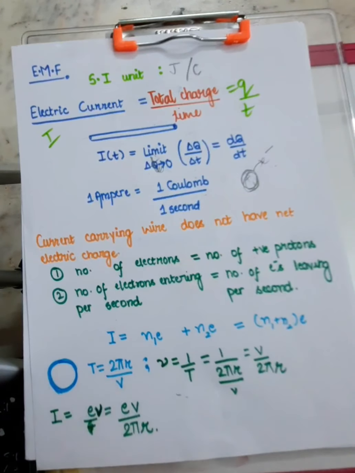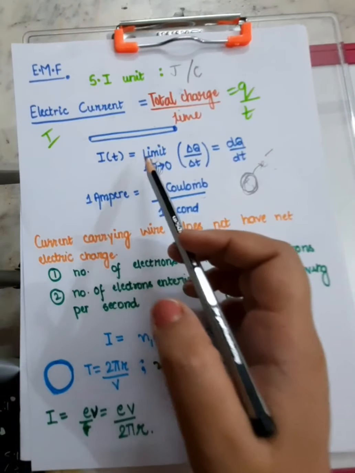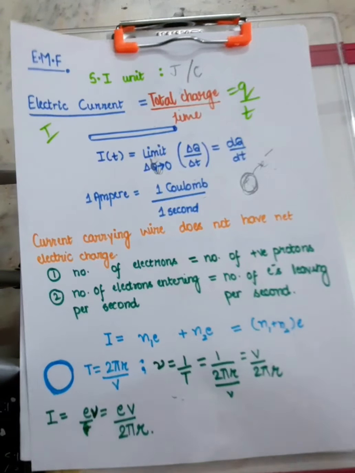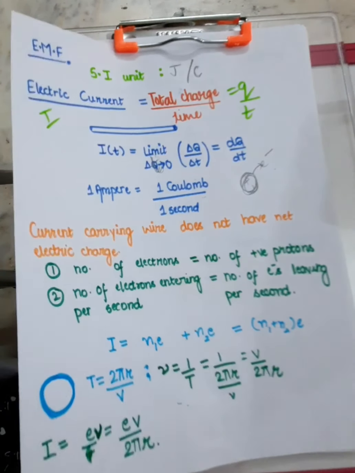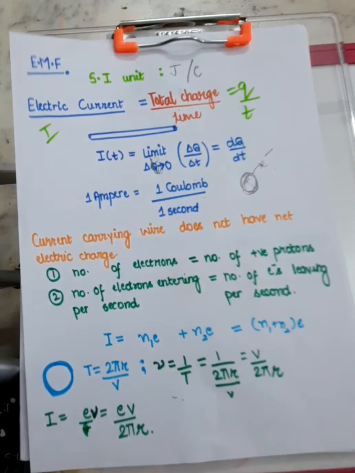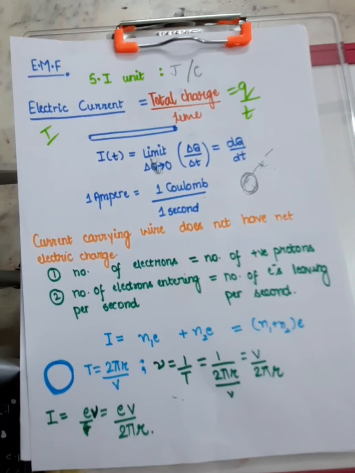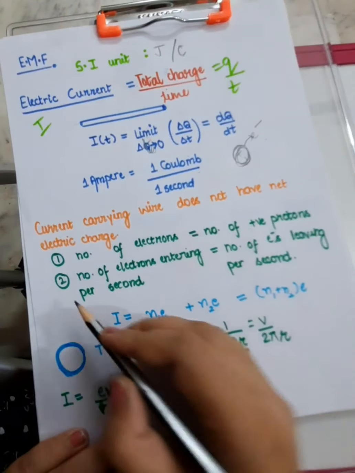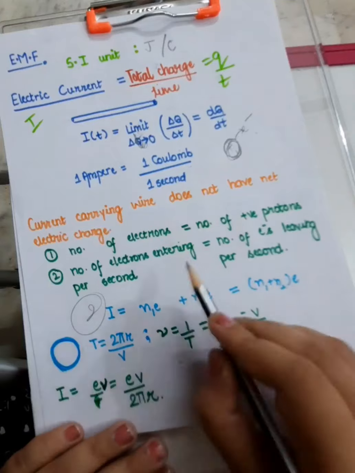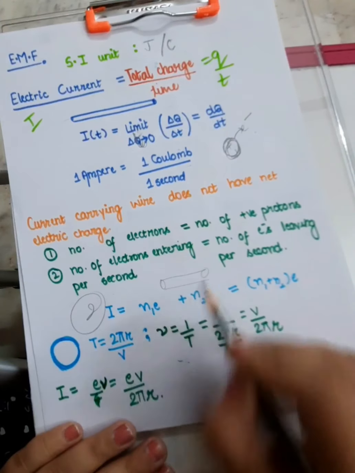It is not lost in the process. So yeah, whatever the charge is entering is equal to the charge which is leaving. So in that case, it is not wrong to say that net charge inside that wire is practically zero net charge, right?